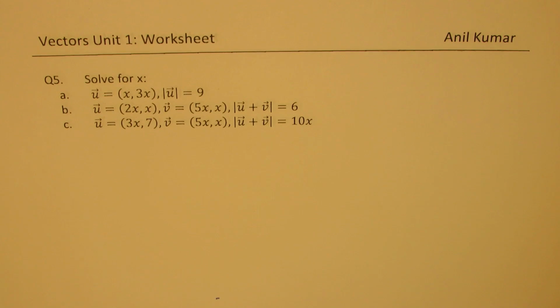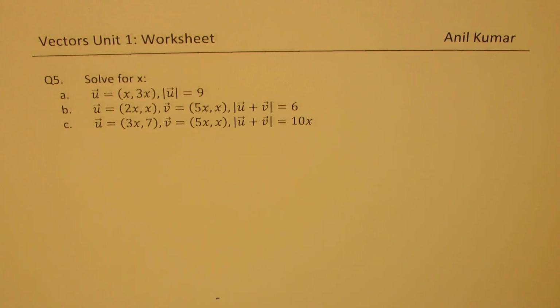Correct? Question 5 from the worksheet is solve for x. A: vector u equals x comma 3x and the magnitude of vector u is 9. B: vector u is 2x comma x, vector v is 5x comma x, and the magnitude of u plus v is 6. C: vector u is 3x comma 7, vector v is 5x comma x, and the sum of the magnitudes of u and v is 10x. Now you need to solve for the value of x in this particular question. You can always pause the video, answer the question, and then look into my suggestions.